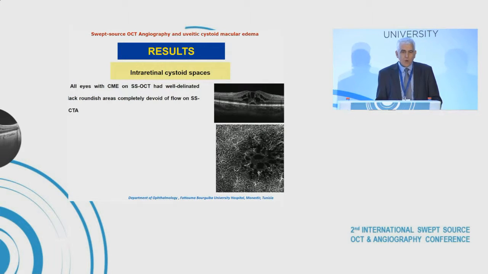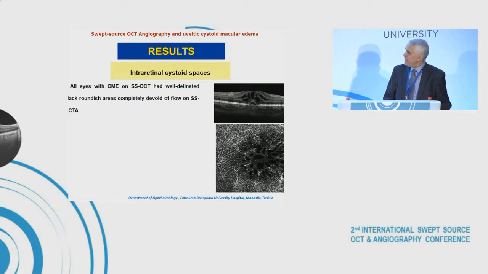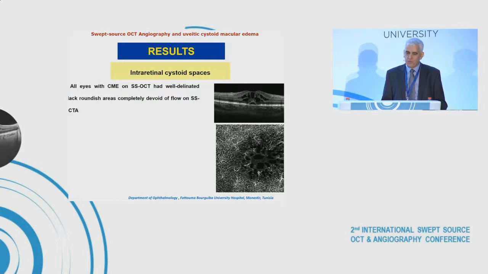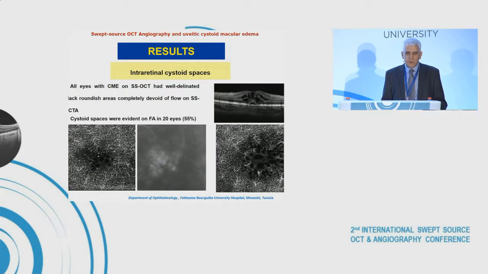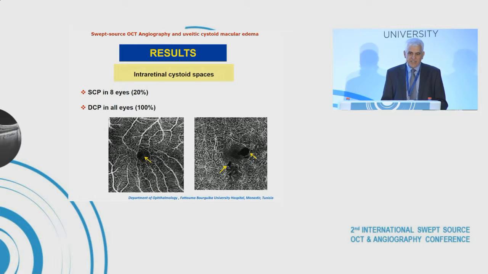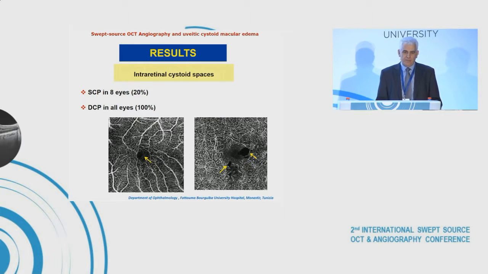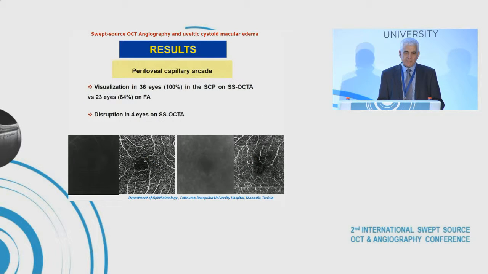Intraretinal cystoid space. All eyes with cystoid macular edema on swept source OCT had a well-defined black roundish area completely devoid of flow on swept source OCT-A, as you can see. Cystoid spaces were evident on fluorescein angiography in only 20 eyes, 55% of our cases. The intraretinal cystoid spaces involved the superficial capillary plexus in only 20% of cases. The deep capillary plexus was involved in all eyes.